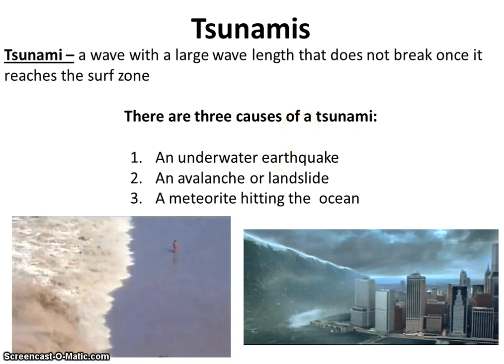Tsunamis are a little bit more familiar to people. These are large waves that don't break once they reach the surf zone. And really, the difference between a tsunami and a breaking wave is that tsunamis don't break. They just keep on going in. Tsunamis aren't created by wind. Tsunamis are created by earthquakes.